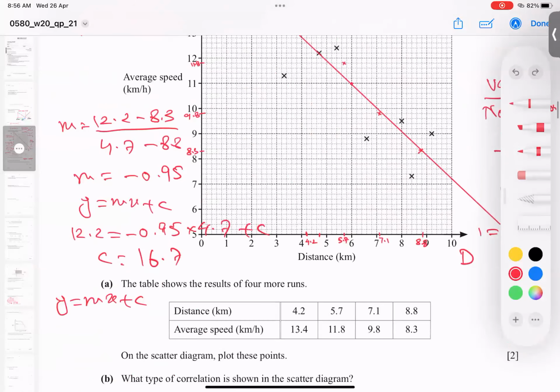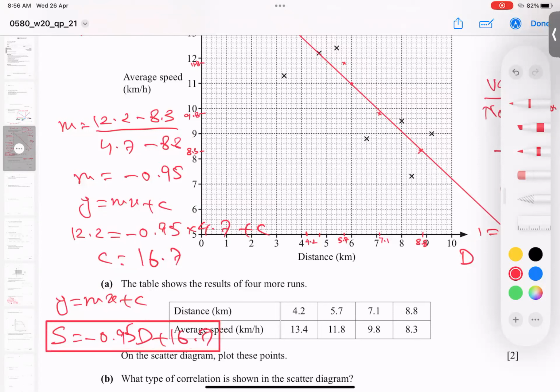So I'm writing here s. What is the gradient? Negative 0.95. What is the x variable? Distance. What is the c value? 16.7 over. So sometimes he can ask you this kind of question as well.